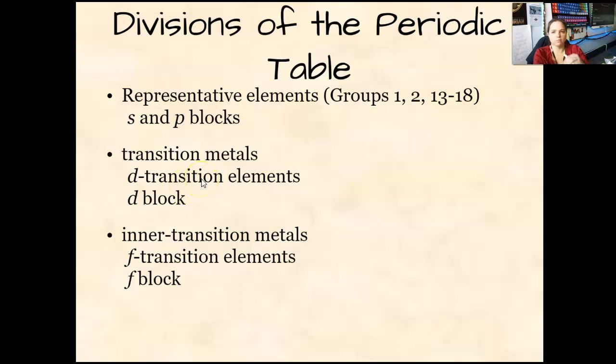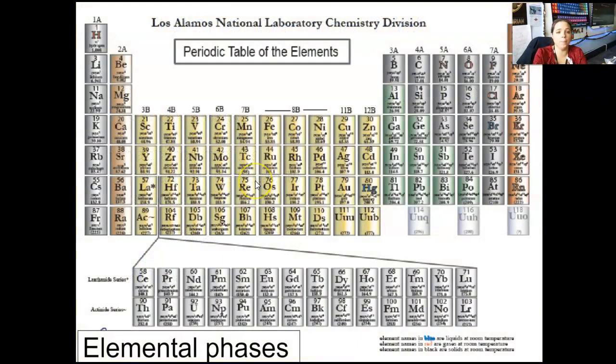I don't really like making you go that far, but know that the D block is in the middle, for the transition metals. And then the inner transition metals are the F block. That is the lanthanoids and the actinoids, or that series.